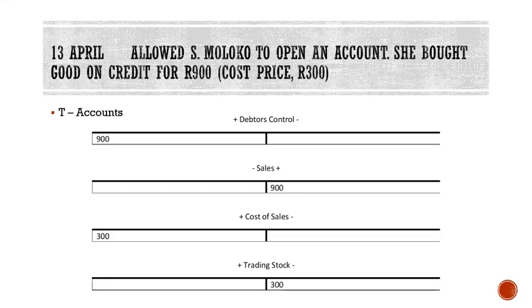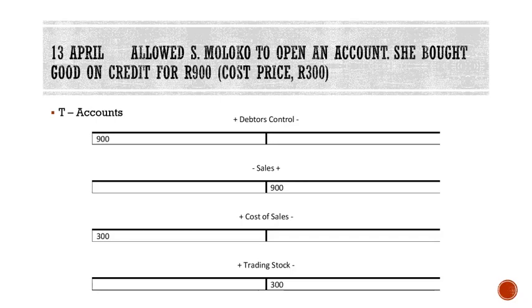Then cost of sales, the price that we bought this product for originally. Cost of sales is 300 Rand. Cost of sales is also an expense. Expenses increase on the debit side. Our trading stock will decrease by 300 Rand. Remember, our customer bought this, she's taking it home. So trading stock decreases on the credit side because it's an asset, with 300 Rand.